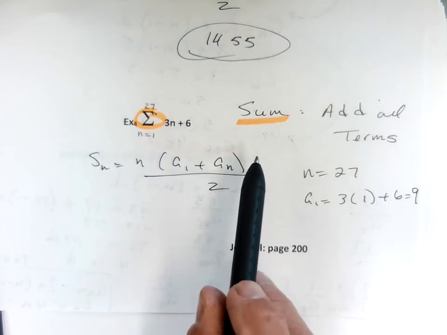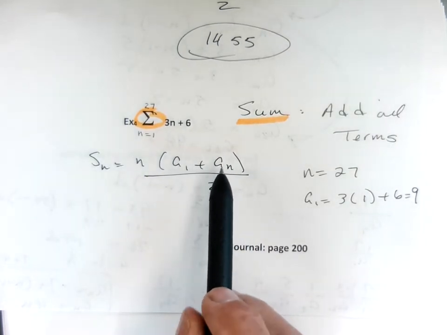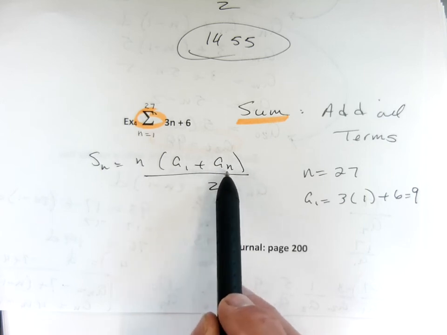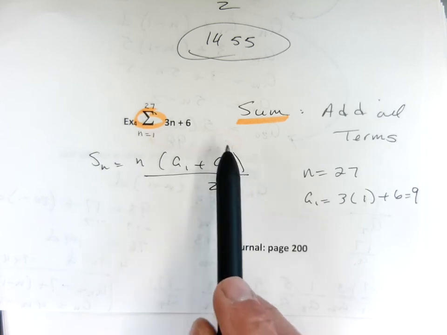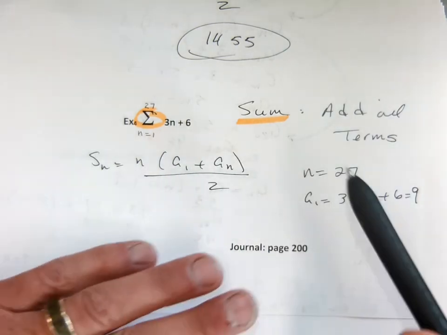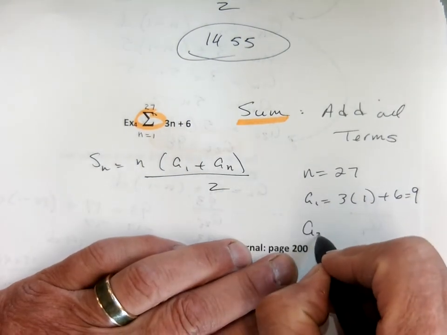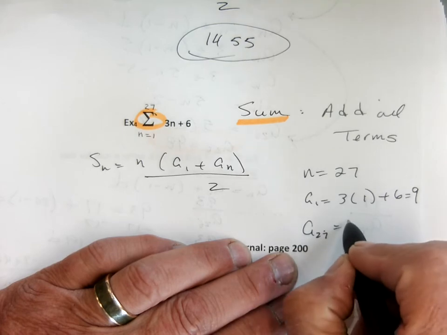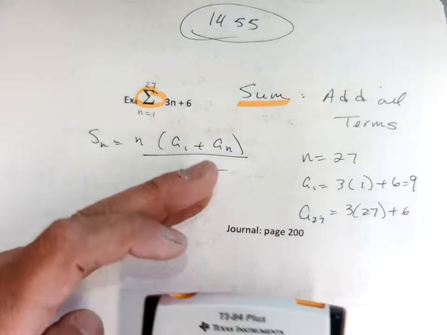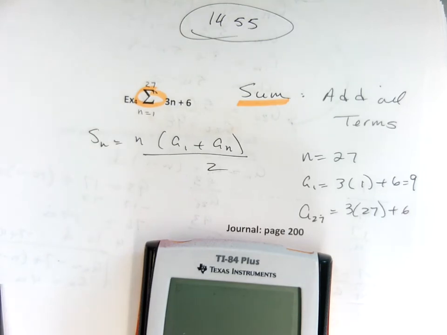A of n would be the last term. So how do we make the last term? Yeah, Ellie? Plug in 27, right? You guys agree? 27 would be the last term. So A of 27 is the last term, which is 3 times 27 plus 6. Now, I don't know. That's what calculators are made for, right? 3 times 27 plus 6. 87.